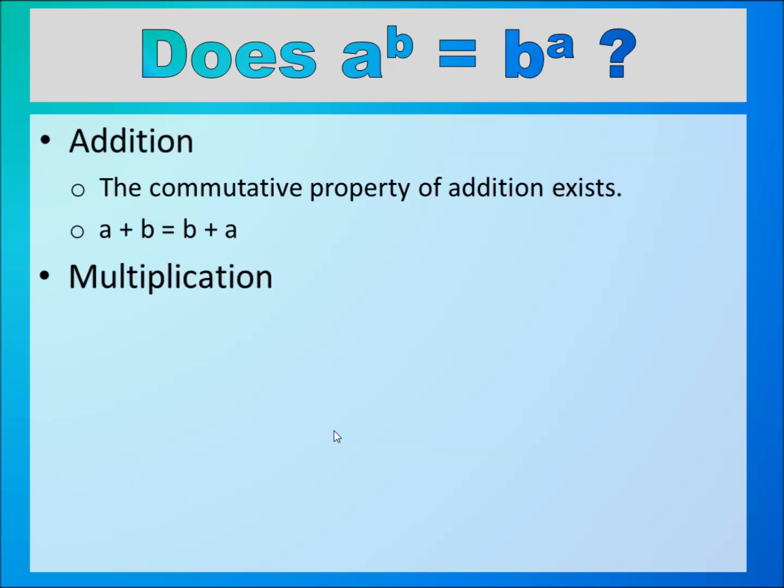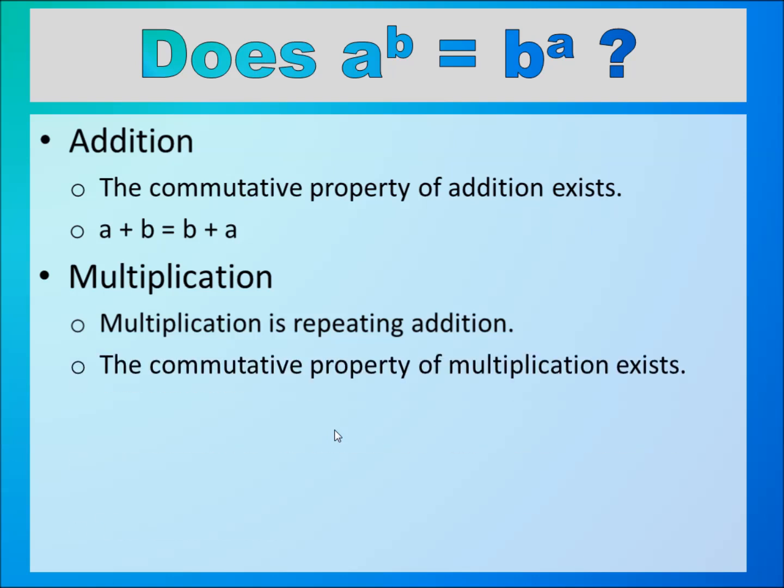For multiplication, the definition of multiplication, at least for positive integers, is repeating addition. The commutative property of multiplication exists. That is that ab, which is a times b, is equal to ba, that is b times a.